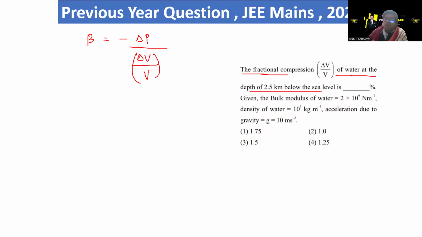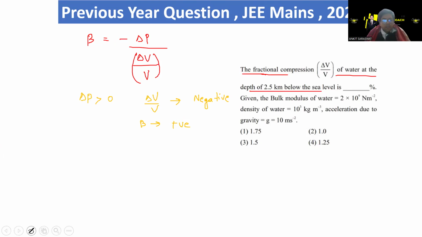Okay, it's a ratio of change in pressure by fractional change in volume. Clear? First of all, this quantity, bulk modulus, is always positive. It is not negative. That's why we are putting this negative sign here, because if delta P is positive, then delta V by V is negative. Then bulk modulus should be positive. That's why we are putting one negative sign. Clear?